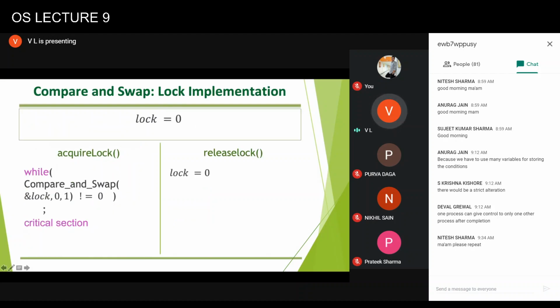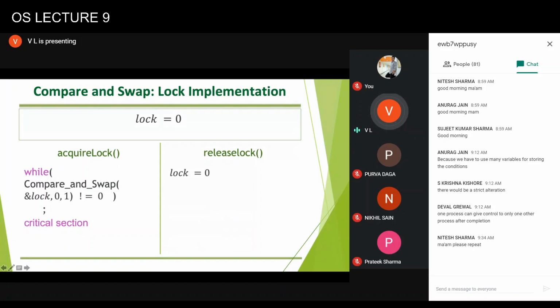So this is how we can use it for the implementation of lock. So again, lock is equal to 0. And if we want to acquire a lock, we'll compare it with 0 and set it to 1. So naturally, the first process which will execute this particular instruction will be able to continue to the next instruction as if it has acquired the lock, because 0 is equal to 0. So the process will receive 0. So this while condition will be false for that process. So it can continue to next instruction.